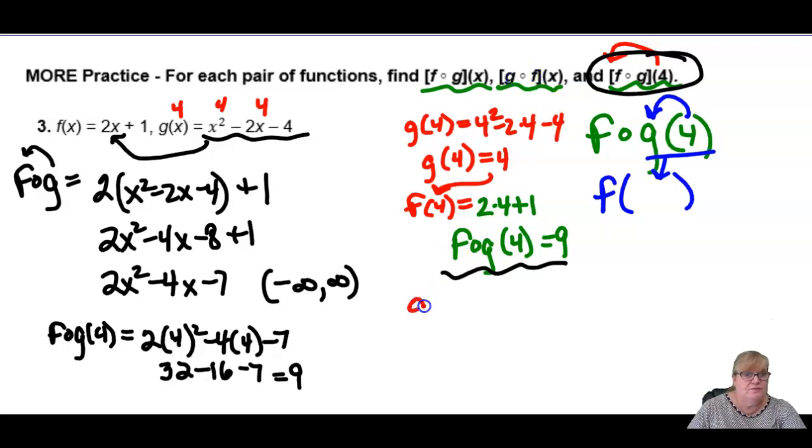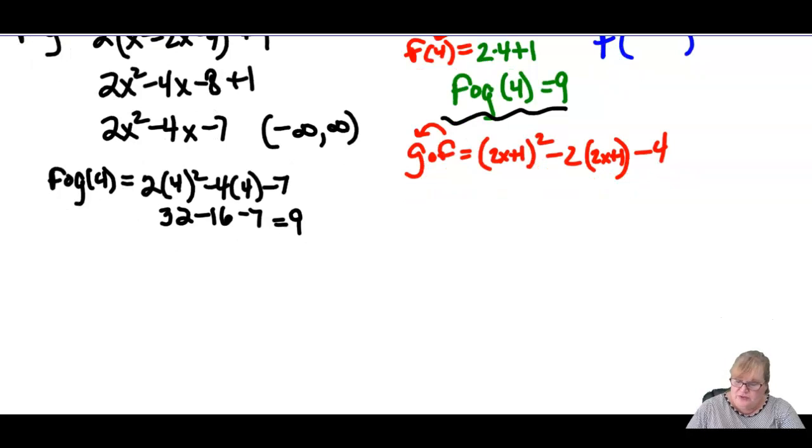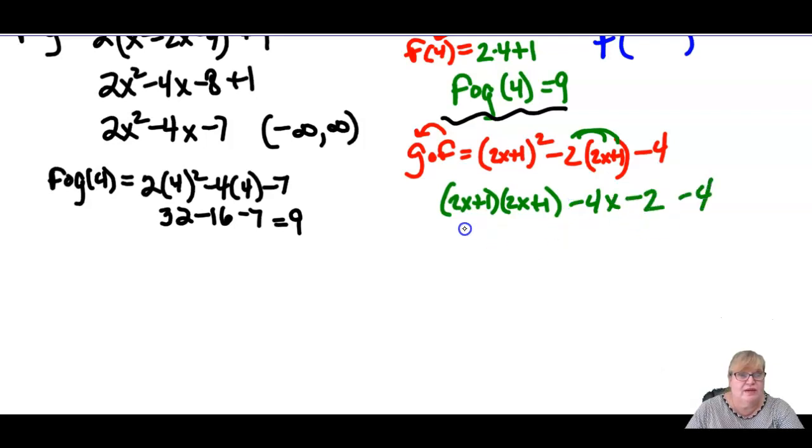g of f, which is putting f into g. So if we take a g, which said this, and we put in 2x plus 1 and 2x plus 1. A lot of algebra to do here. All right, 2x plus 1 times 2x plus 1, and then we can distribute back here. We get a minus 4x minus 2, and there was a minus 4 on the back.